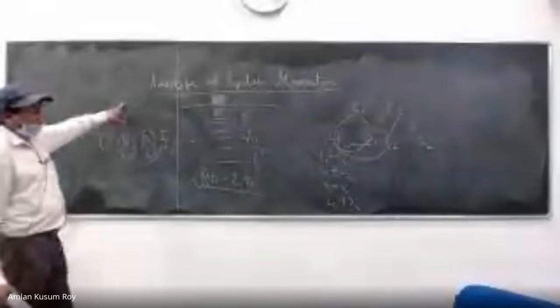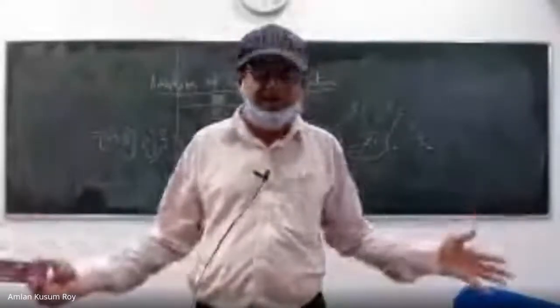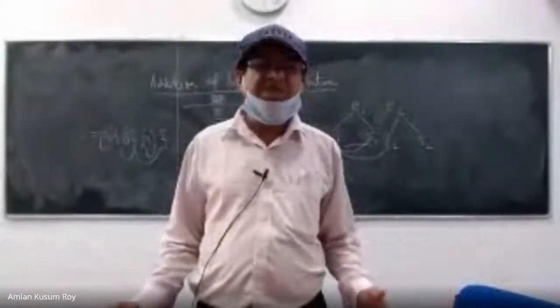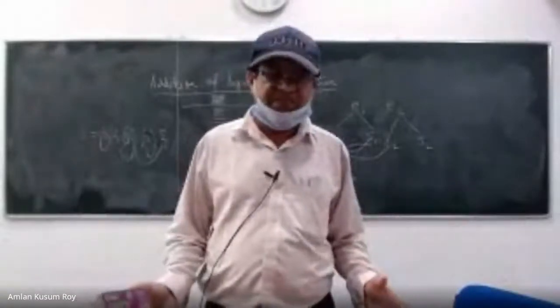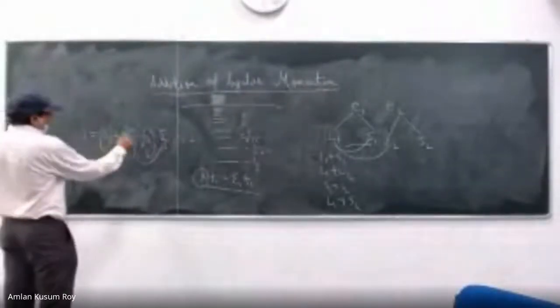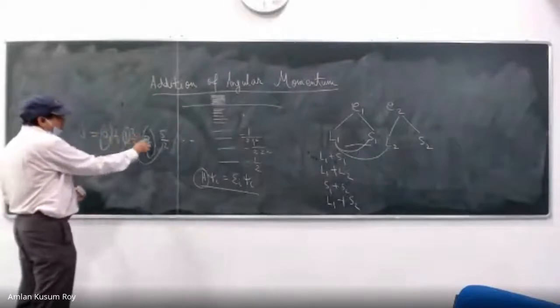We saw that there is S. But it also has to be realized that it doesn't mean S can take only half integral values. L may not take half integral values, but S can take both integral and half integral values. So just like it can take half, 3 by 2, 5 by 2, S can also take 0, 1, 2.